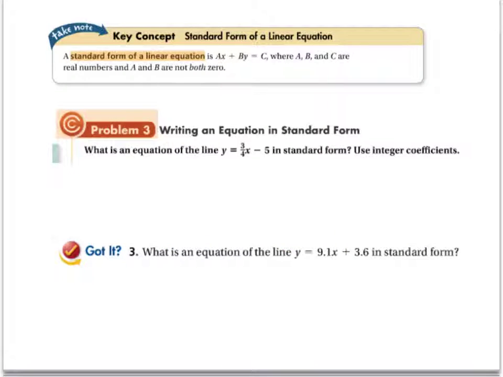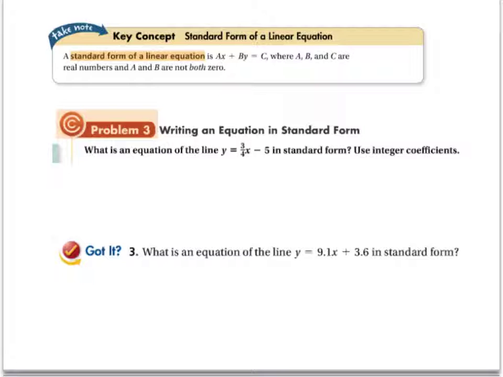One more form to talk about, and that is standard form. Standard form is ax plus by equals c, where a and b can't be 0 at the same time, meaning we have to have an x and/or a y value. Because if a and b were both 0, we wouldn't have an x or a y. One is allowed to be 0, but we cannot have both a and b be 0 because then we would not have any x's or y's.